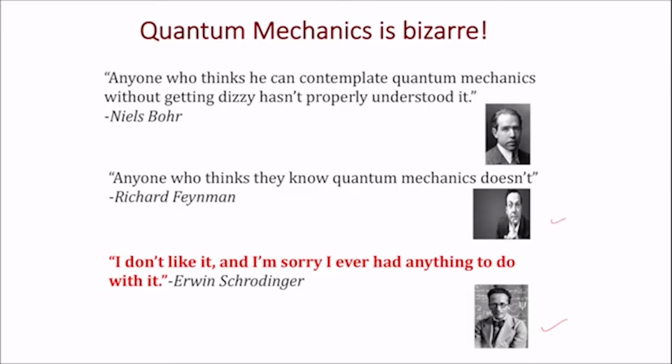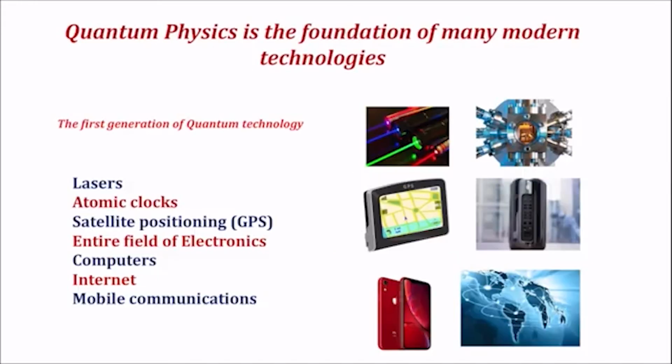In spite of the conceptual bizarreness, not a single experiment so far has proved quantum mechanics to be wrong. Rather, quantum mechanics turns out to be quite useful for various technological applications. In a way, it has brought a revolution to technology. Quantum mechanics principles are behind the development of lasers, atomic clocks, GPS, the entire field of electronics and computers that we see all around us, the internet, and even mobile communications.